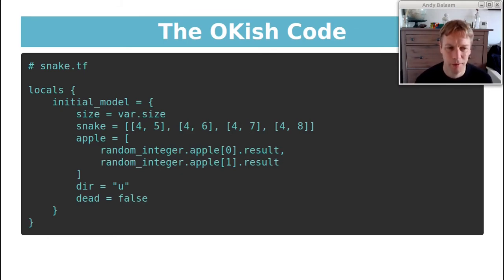We've got another array called apple, which is the position of the apple, and here you can see where we're using that random integer resource that I showed you on the previous slide. So here we're saying, get me the first thing in apple, so apple bracket zero, and get me the result, because that's just the name of the output in that module, random integer. So that's the way you say, give me the first random number, give me the second random number. So the position of the apple at the very beginning is going to be those two random numbers. The snake at the very beginning is going to be that array. The direction of the snake at the beginning is going to be upwards, and it's not dead. That's what dead equals false means.